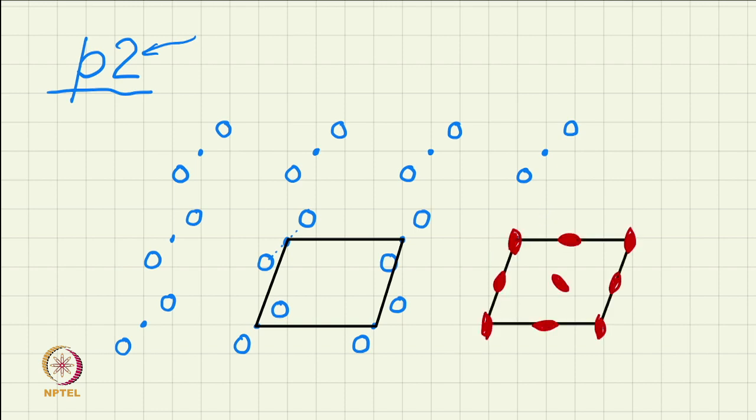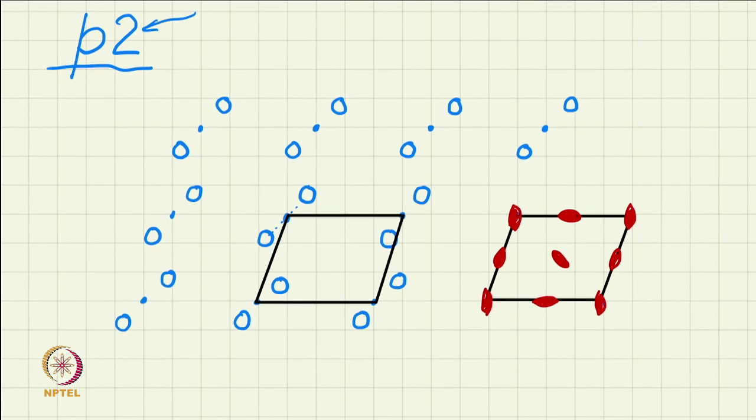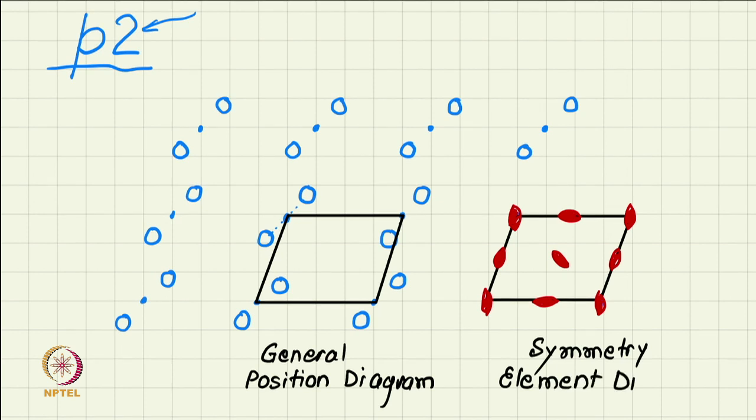So, these are the twofolds which you will have in this pattern. You could have shown it here, that is what I was trying to do beforehand, but you can do it in a separate pattern also. So, the first diagram will be called a general position diagram, and the second one will be called the symmetry element diagram.